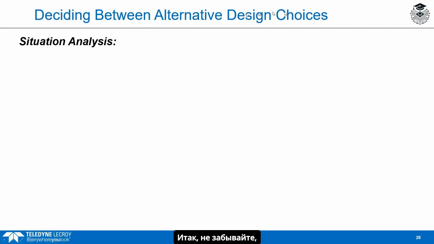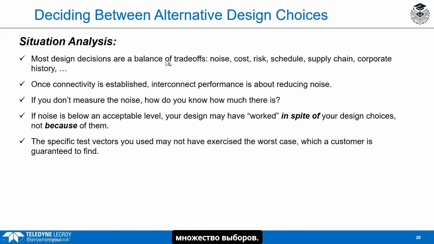So again, keep in mind that we oftentimes have to make design decisions. And there are a lot of choices that we have to make. Most of the design decisions are a balance of trade-offs. We worry about noise, we worry about the impact of the cost, the risk, the schedule, supply chain. A lot of different factors go into making those decisions.